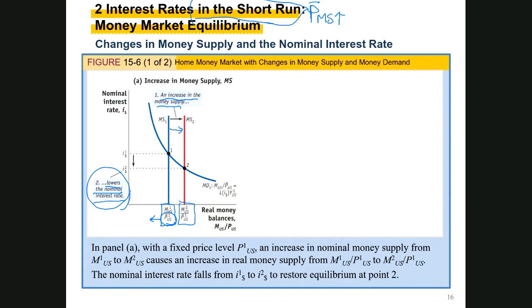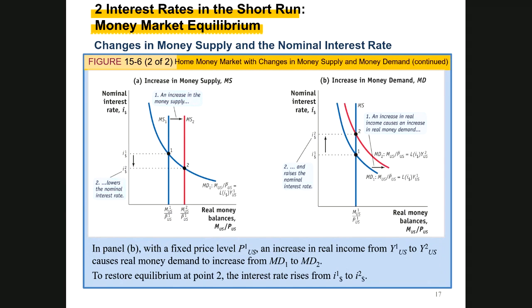Too much money on the market, so banks could have a lot of people deposit, so they don't need to raise their interest rate. They could lower their interest rate, right? So the equilibrium nominal interest rate will move from I1 to I2.